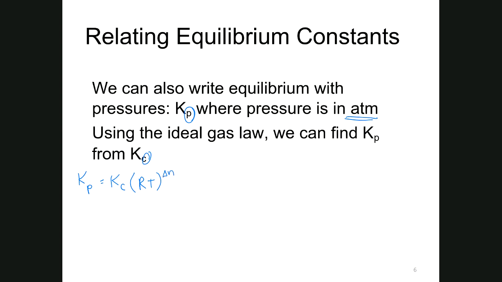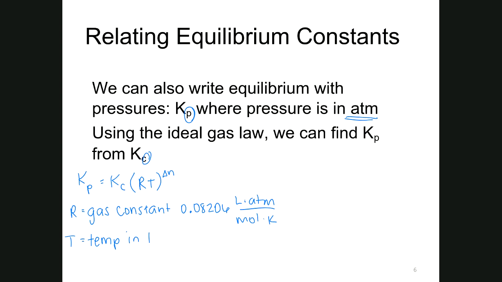Let's talk about what all of these different pieces are. Kp and Kc, we understand, we looked at those previously. R is our gas constant, and the gas constant is 0.08206. Remember, your units there are liters times atmospheres per mole times Kelvin. T is going to be our temperature, and it has to be in Kelvin. And then delta N is our change in stoichiometric coefficients.